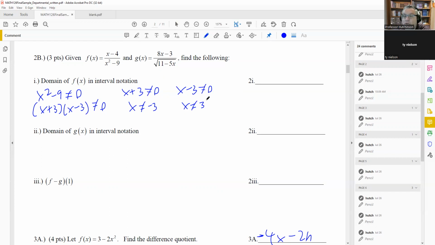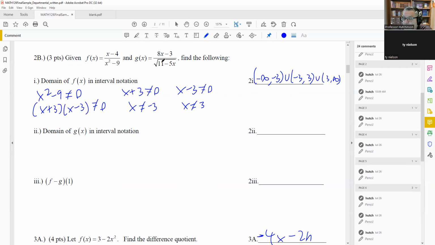So these numbers are not included in our domain. So then what we're going to do is we're going to not include those in our domain. Now, the way that this is going to work is it's going to include all the numbers before negative 3, between negative 3 and 3, and then greater than 3. So here's what it'll look like. Negative infinity to negative 3, negative 3 to 3, 3 to infinity. Everything except for negative 3 and 3, and that's how you would show that there.